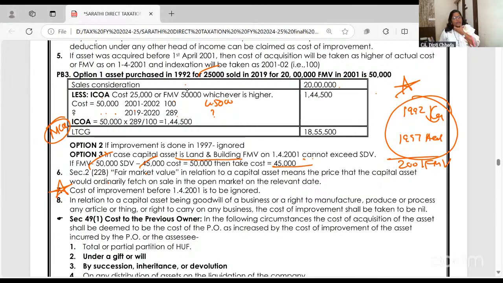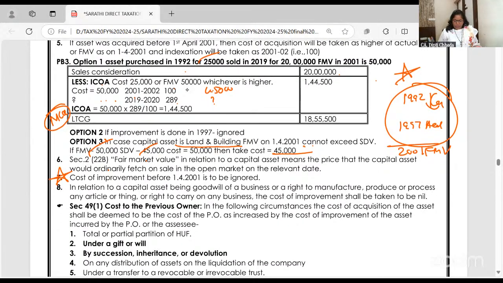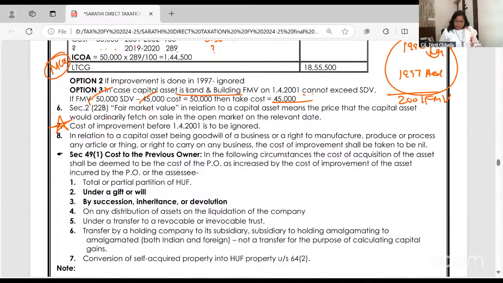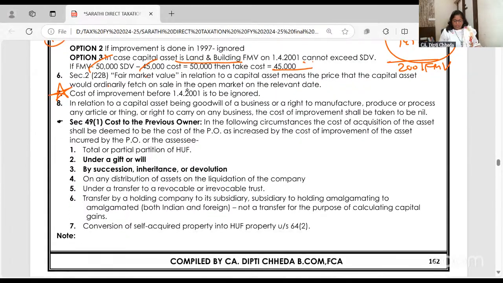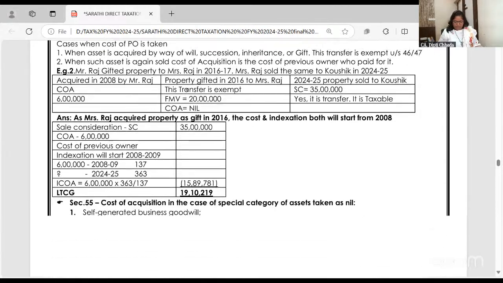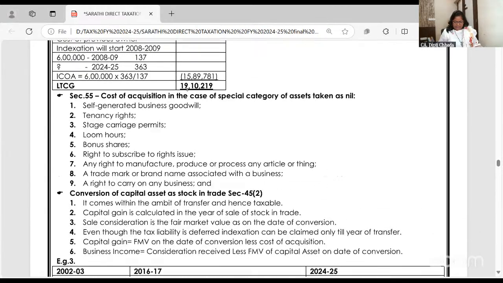So I call it the highlights of capital gain. Followed or not? So if you have purchased in 1992 or 1997, take the fair market value and continue the problem. Cost to the previous owner, this I didn't teach yet, we will do it later.